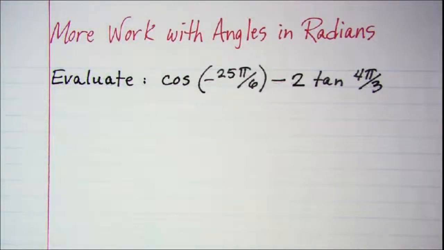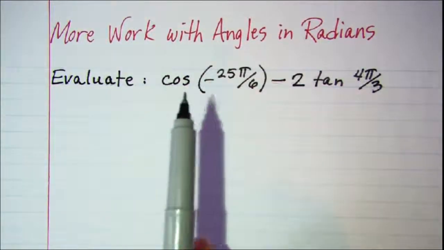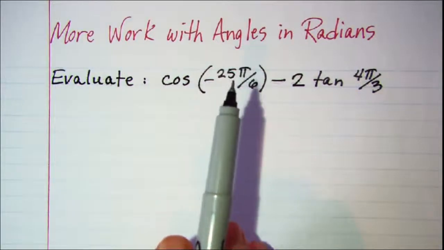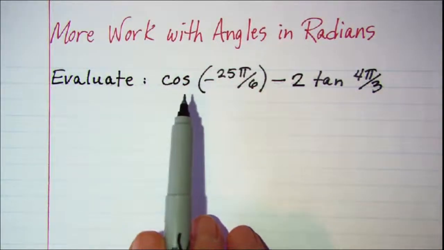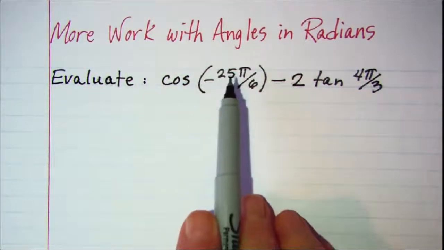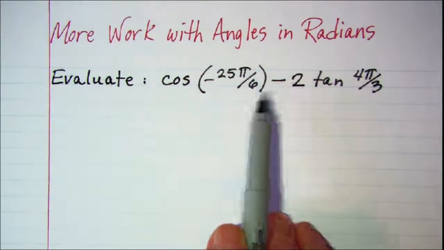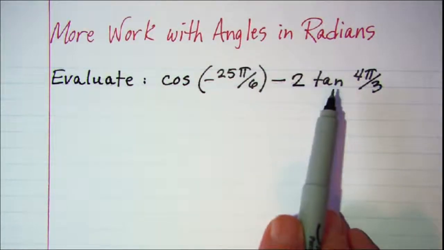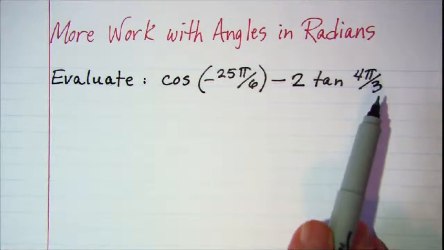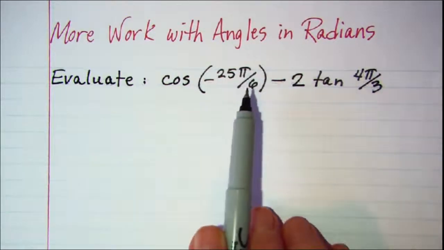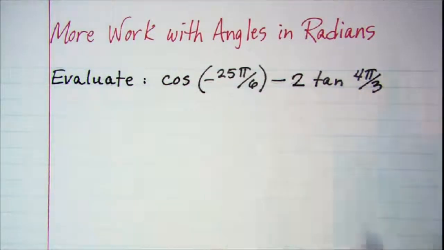In this video, we'll be doing some more work with problems that have angles shown in radians. Our first problem is the cosine of negative 25 pi over 6 minus 2 times the tangent of 4 pi over 3. Now I need to draw reference triangles for these two angles.